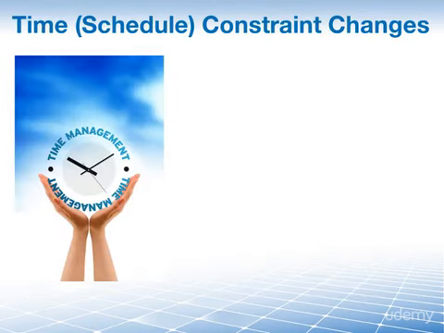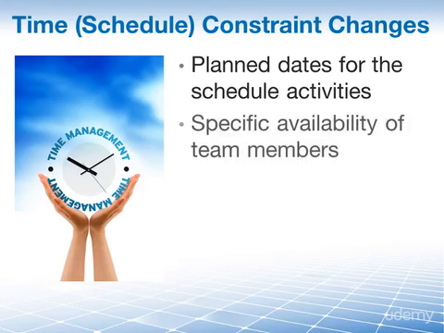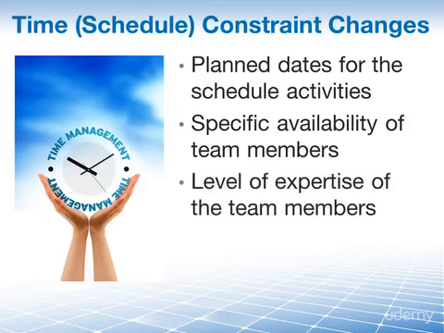Our third competing project constraint is time, or schedule, which refers to the planned dates for performing schedule activities and the planned dates for meeting scheduled milestones. Schedule changes may be introduced by your organization depending on the specific availability of team members for the project. The schedule may also need to be increased dependent on the expertise of the team. If you have several experienced team members, you may have a shorter schedule, while using more inexperienced junior team members may require a longer schedule.